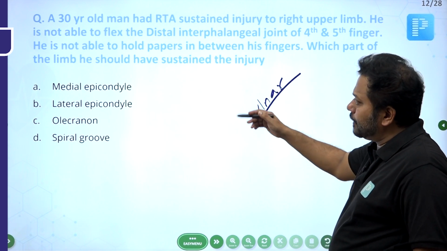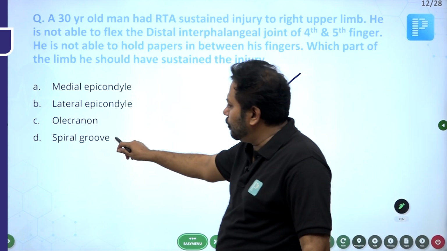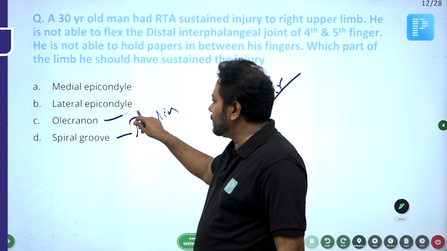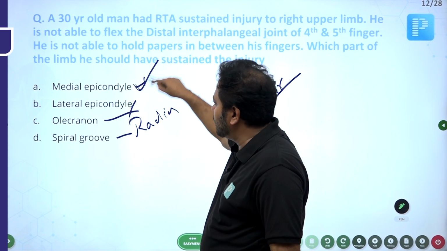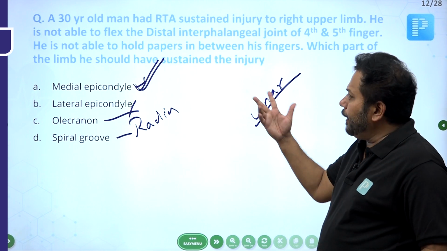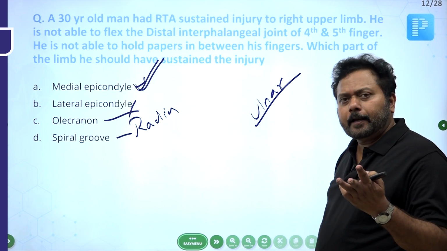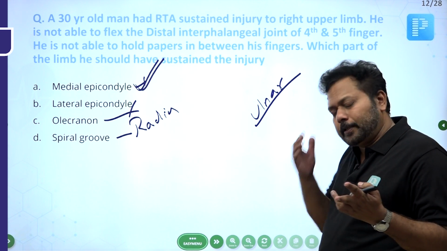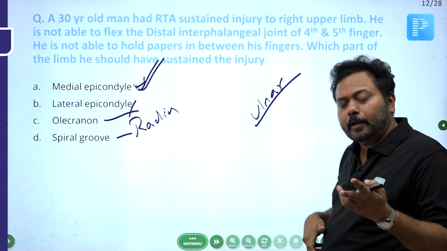Where is the lesion, they are asking. Medial epicondyle, lateral epicondyle, olecranon, spiral groove. It can't be spiral groove, because the spiral groove is concerned with the radial nerve. It can't be olecranon. Lateral epicondyle is not related. It should be the medial epicondyle. This is the right answer. So why this? What are the muscles that are affected? Flexor carpi ulnaris and the medial half of flexor digitorum profundus, because flexor digitorum profundus is a hybrid muscle supplied by the median nerve and ulnar nerve. The medial half is supplied by your ulnar nerve.